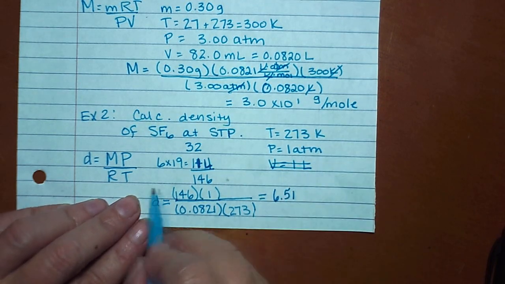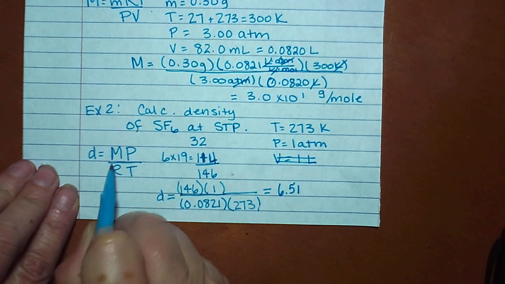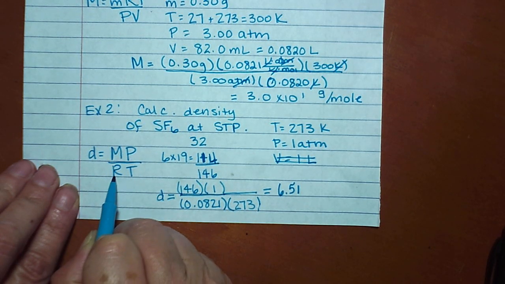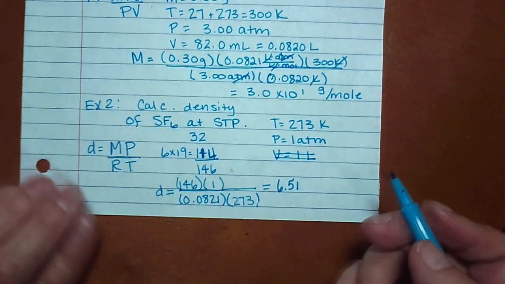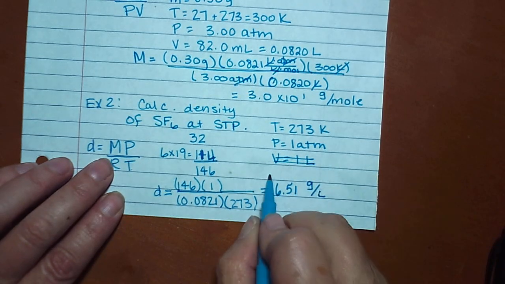6.51, and then my units, remember, so I have grams per mole, but the R is going to cancel the moles, and then I have pressure, so cancel atm, cancel Kelvin, and I'm left with liters, so grams per liter, and that's going to be my density.